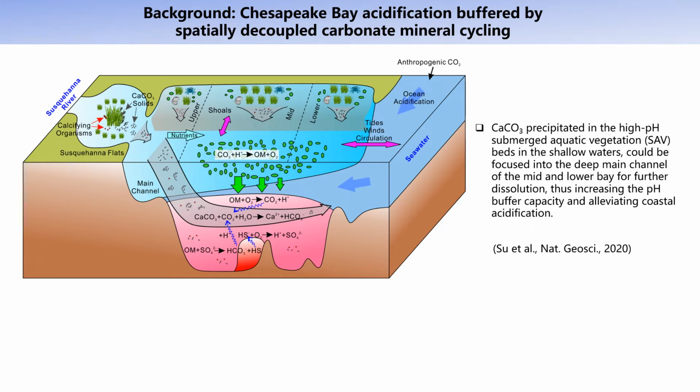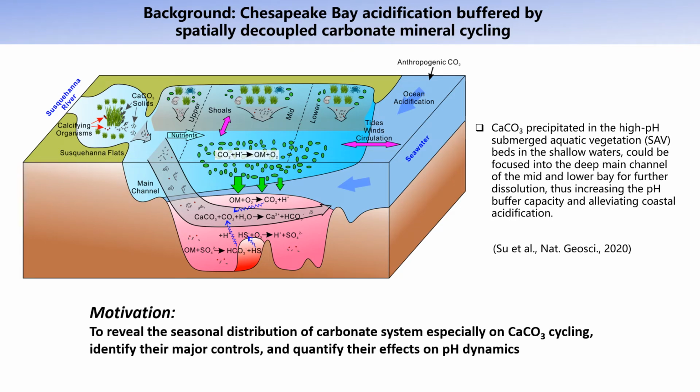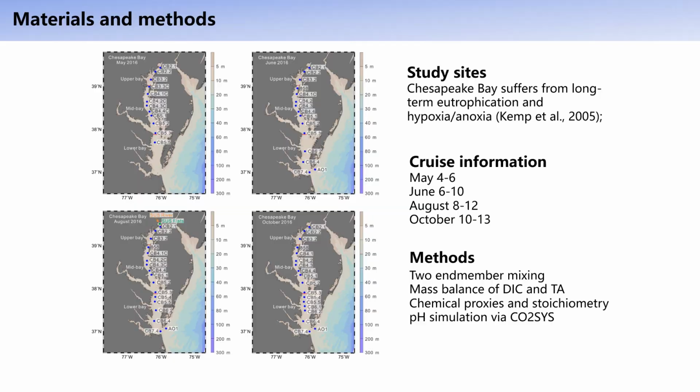However, this paper is based on one single cruise in August 2016. We have no idea if this pH buffer mechanism also works in other seasons. So the motivation of this work is to reveal the seasonal distributions of the carbonate system, especially on calcium carbonate cycling, to identify their major controls and to quantify their effects on pH dynamics.